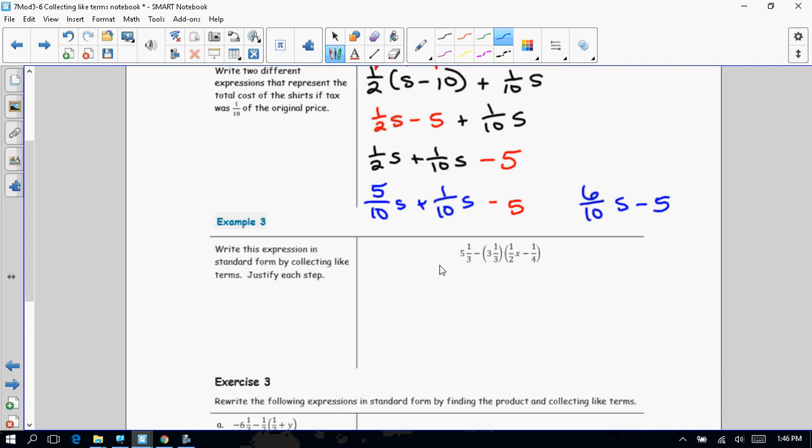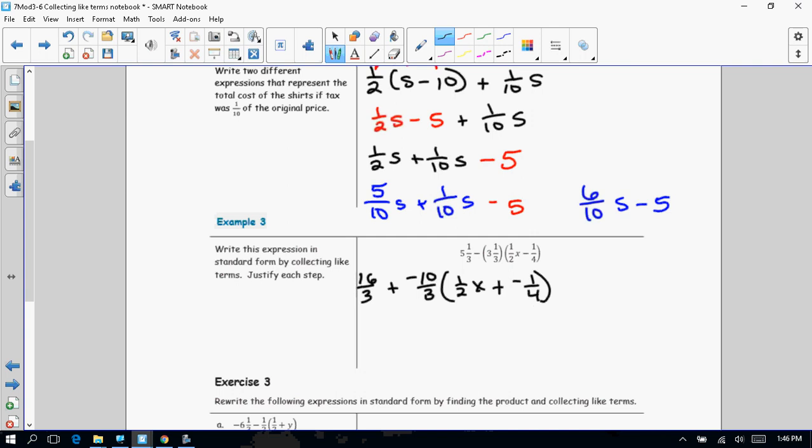First thing, I just got to rewrite this, and I'm going to rewrite them as impropers. So this becomes 16/3 plus what? -10/3 times 1/2 x plus 1/4. -1/4, excuse me, plus -1/4. I'm going to write that a little neater. Plus -1/4. Rewrite those as improper.